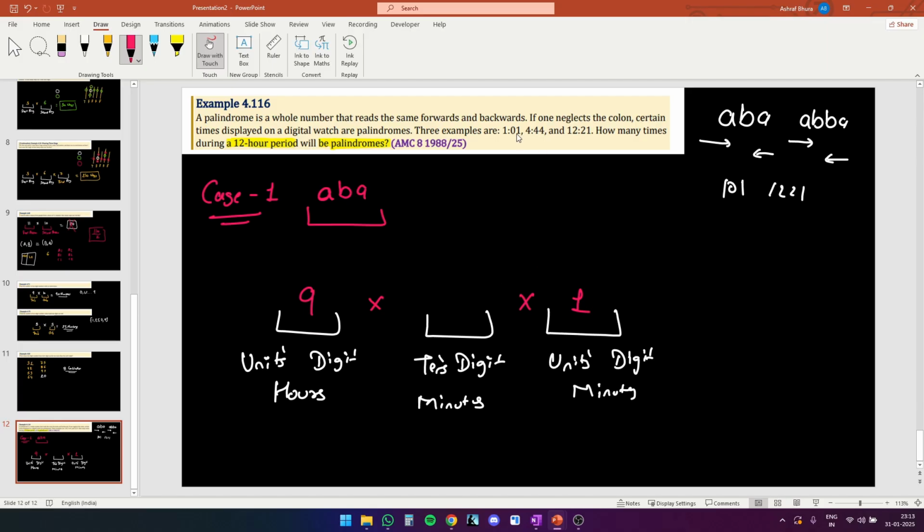Okay, now it comes to the tens digit. So what are the possible tens digits? It can be either 0, 1, 2, 3, 4 or 5. We cannot have 6 because there are only 60 minutes, so we can have from 0 till 5. So we'll have a total of 6 choices. So here in this case we got 54 ways.